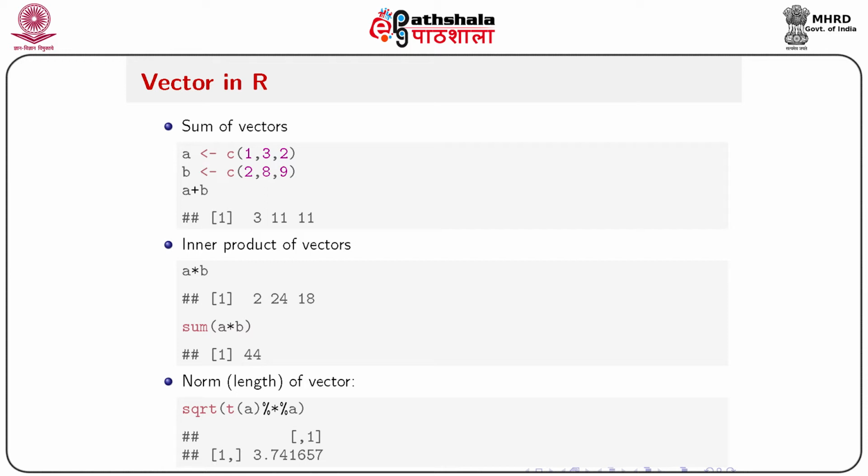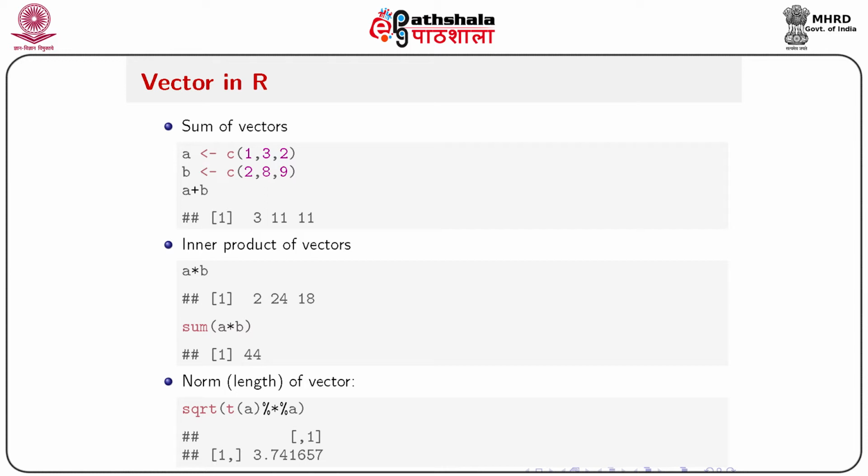And if you need the norm of a vector, you can just use this formula. It's the square root of transpose of a into the matrix multiplication. This is a binary symbol that has been developed in R. You put the asterisk in between two percent symbols, already defined in R. It is a binary operator, which stands for matrix multiplication.